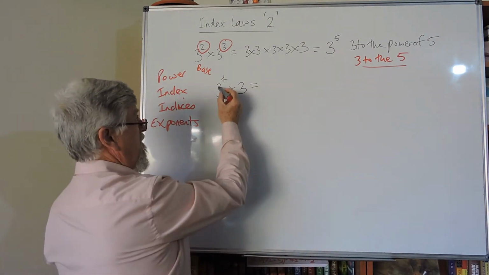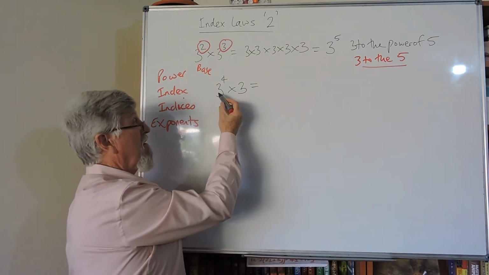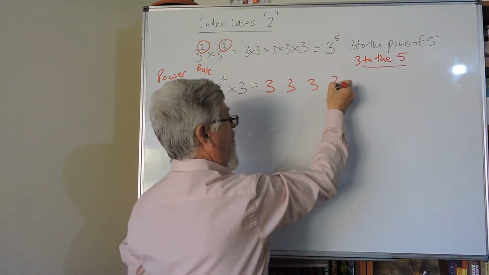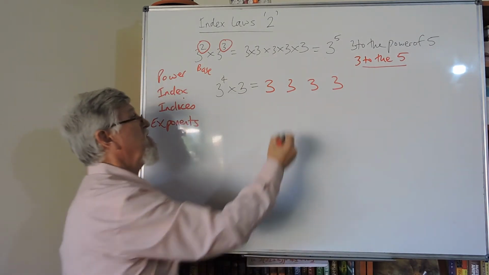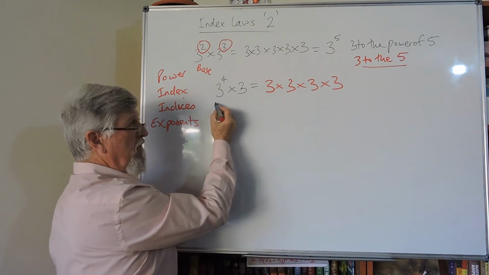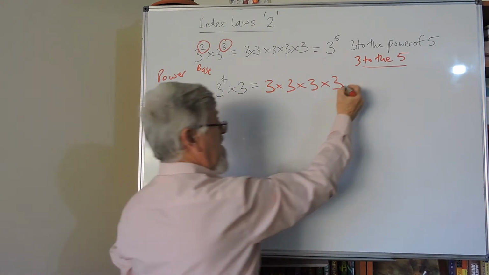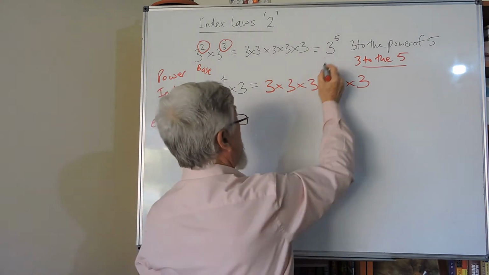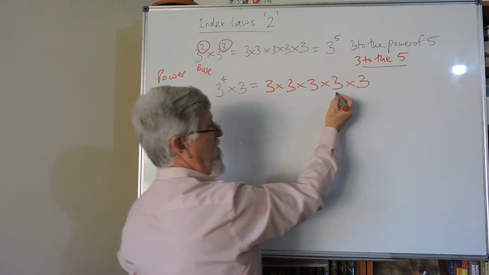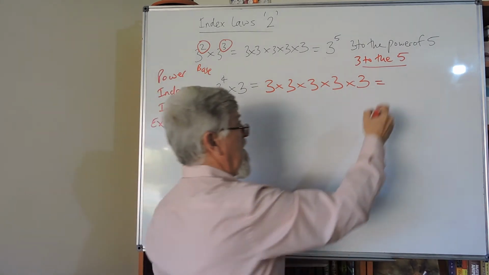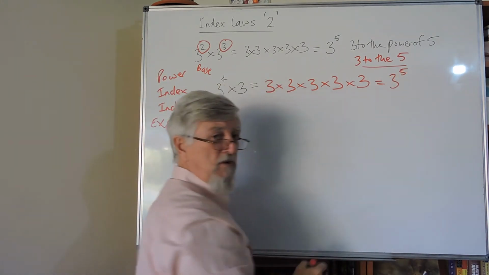So 3 to the 4 means we write 3 times itself 4 times. 1, 2, 3, 4. And what do we write in between each of them? We put a multiplier, or times. So there's the 4 of them, but here's another one. All together, we've got 1, 2, 3, 4, 5. So we've written the 3 multiplied by itself 5 times. So that's 3 to the 5.